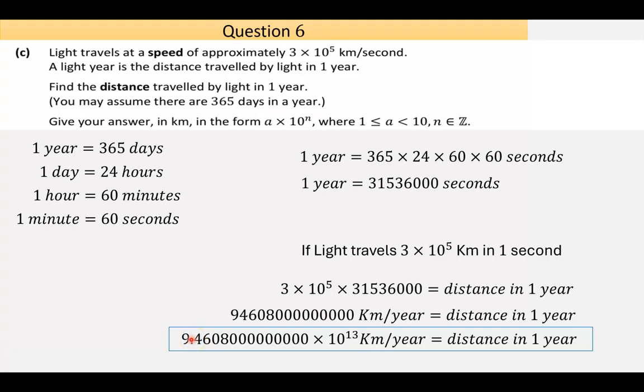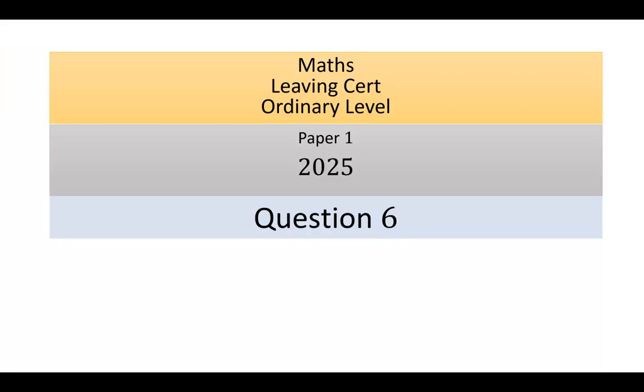So it's 9.46 with a bit extra by 10 to the 13 kilometers per year. And arguably, I don't actually need these zeros. They're not significant, but I put them in just to show that I've moved it. And that's the answer. Now, that's the end of question 6.